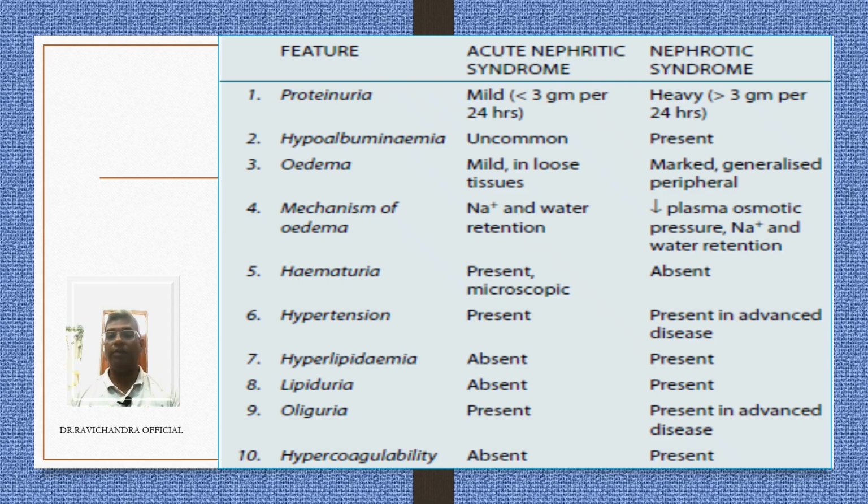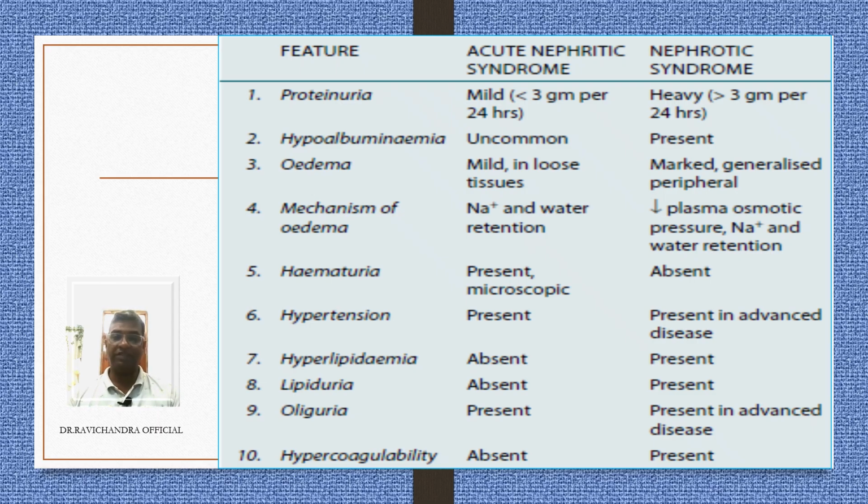1. Proteinuria: mild proteinuria less than 3 grams in 24 hours is seen in nephritic syndrome, and heavy proteinuria more than 3.5 grams in 24 hours is seen in nephrotic syndrome. 2. Hypoalbuminemia, lipiduria, hypercoagulability are characteristic features of nephrotic syndrome and they are absent in nephritic syndrome. 3. Edema is mild in the loose tissues because of sodium and water retention in nephritic syndrome. Marked edema, both generalized and peripheral edema, is seen in nephrotic syndrome and it is because of the decreased colloid osmotic pressure because of hypoalbuminemia.